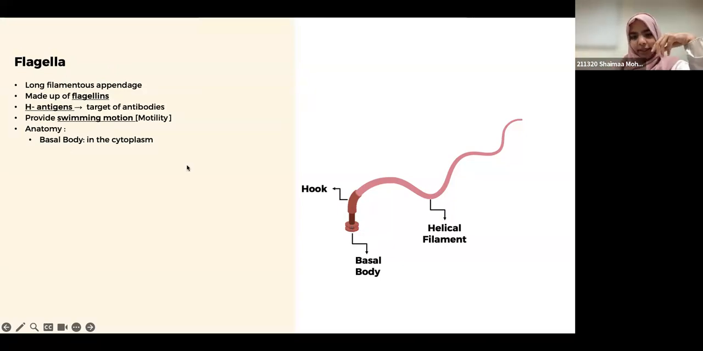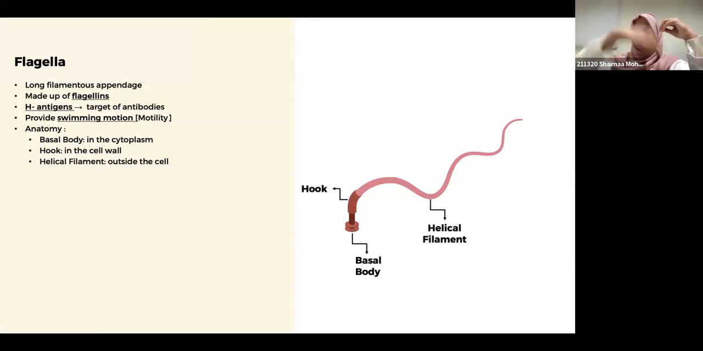Then we have a hook, and the hook is in the cell wall part of the bacteria, and it's going to connect it to the outside, which is the helical filament, okay? So there's the basal body and a hook that hooks the basal body to the helical filament, which is the part outside the cell that is moving. So the basal body is the one that rotates, and then this motion is transferred to the filament outside, and now the bacterial cell can move, okay?